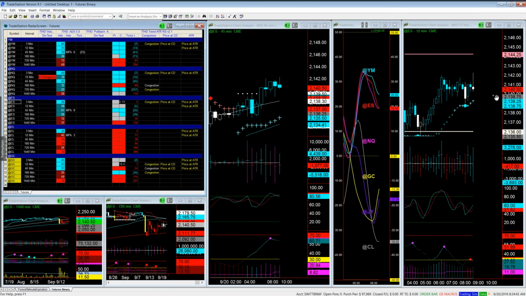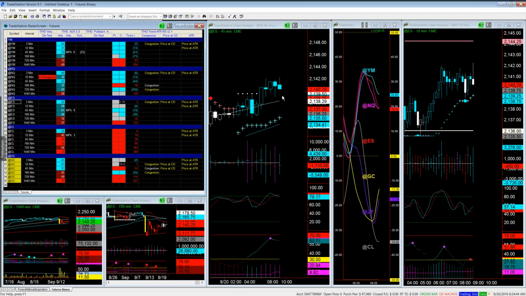You're getting divergence over here, and it looks like you're going to have divergence on the ES. From the looks of it, that's what's going to happen.